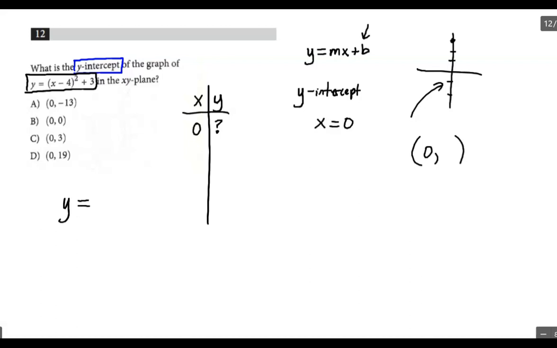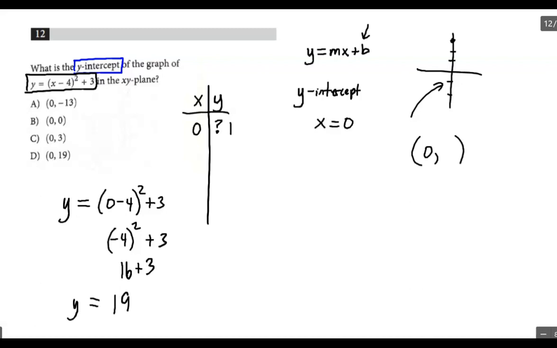So I'm just going to plug 0 in and see what y has to be. So 0, I do parentheses first. 0 take away 4 is a negative 4. Keep parentheses around there. Square that number. So a negative 4 times itself is 16. 16 plus 3 equals 19. So when x is 0, y is 19. The correct answer here is D.